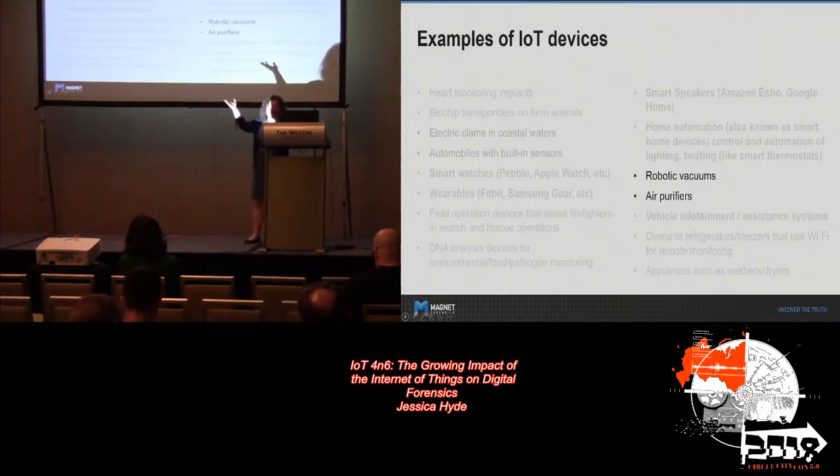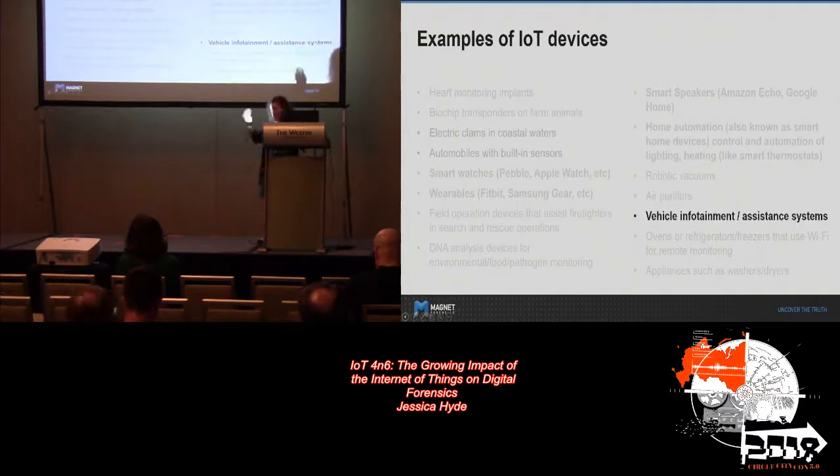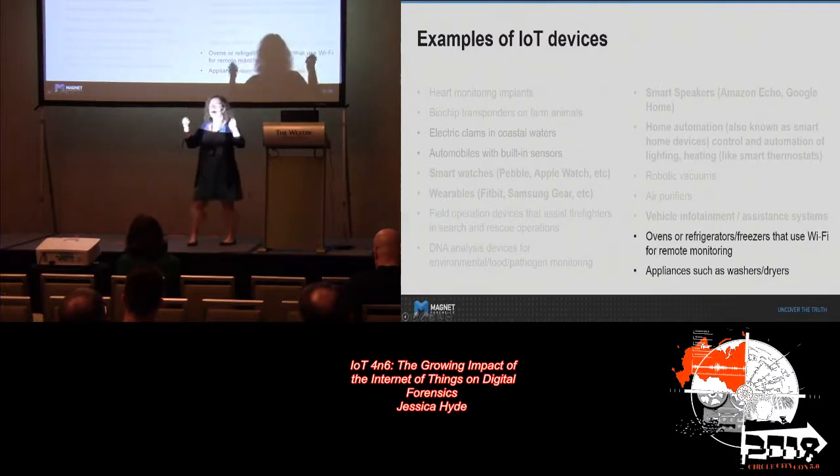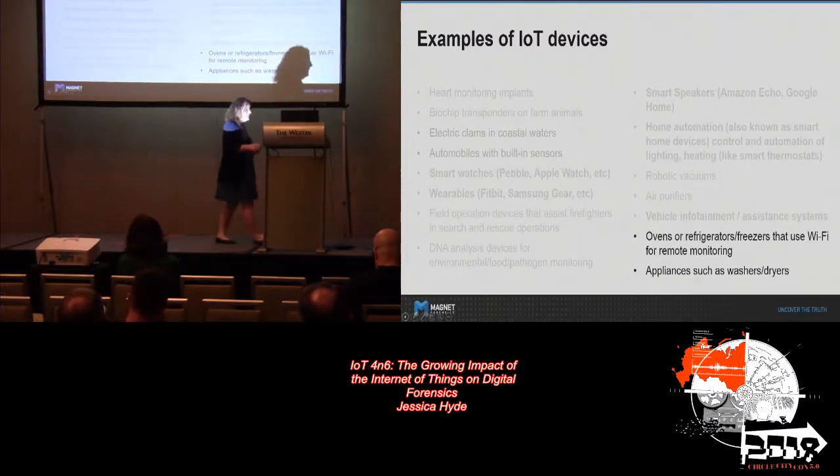We've got robotic vacuums and air purifiers. We've got vehicle infotainment systems we're going to talk a bit about. And then we have ovens, refrigerators, and freezers that use Wi-Fi for remote monitoring. And think about all the good data. Washers and dryers. I'm finally getting mine.